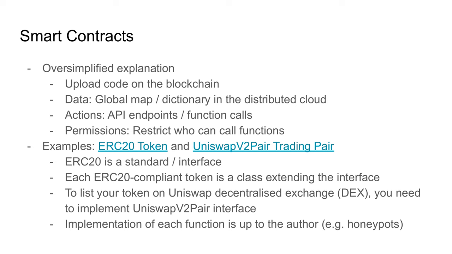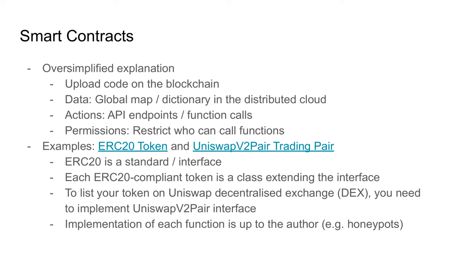So with that, that leads to the idea of smart contracts. Bitcoin is just a distributed ledger. You can use it to say who has how much money, but that's not very useful. But with Ethereum, you can actually upload code on the blockchain. So you can run code on the blockchain, and that leads to decentralized applications.